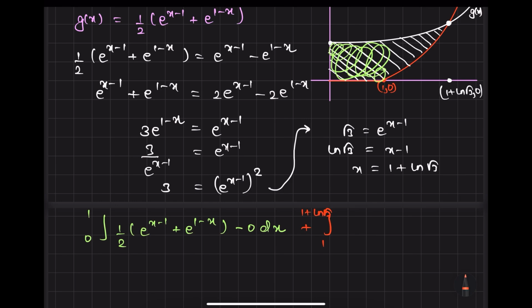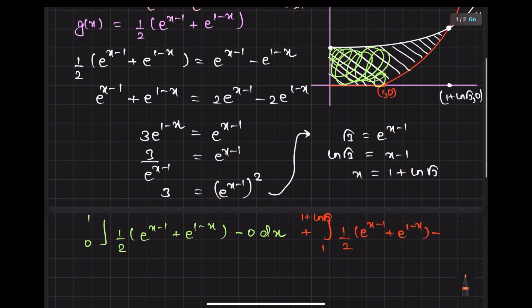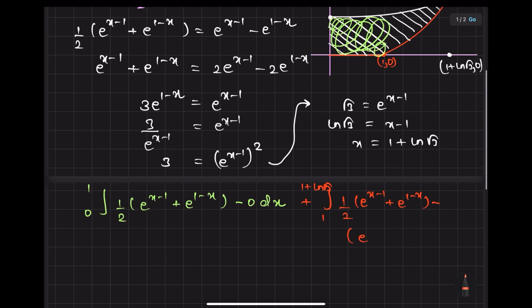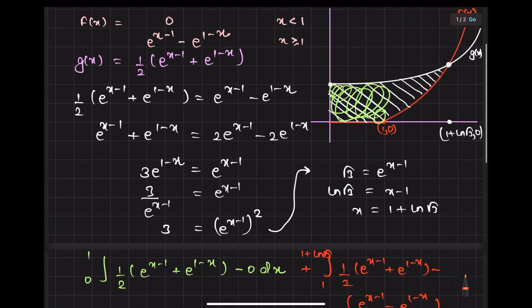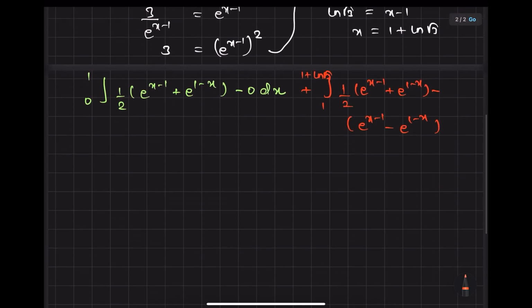Upper curve minus lower curve. Upper curve is g of x, so it is 1 by 2 e power x minus 1 plus e power 1 minus x, minus the lower curve. Lower curve is f of x, so it is e power x minus 1 minus e power 1 minus x. I hope this is correct. Yes, it is correct. Now let's calculate.